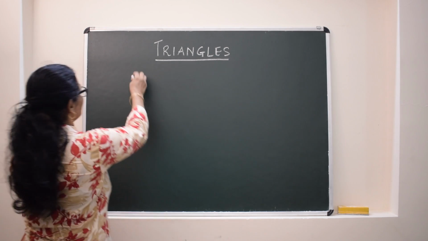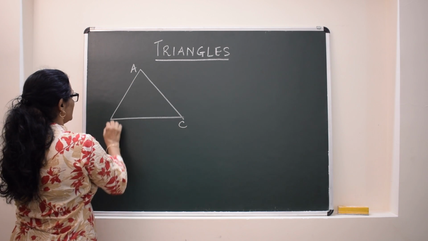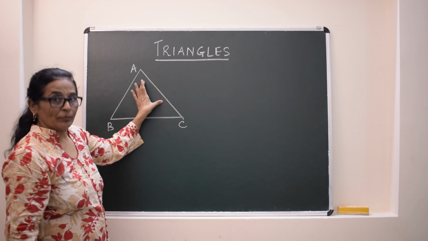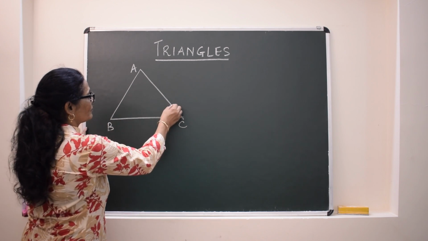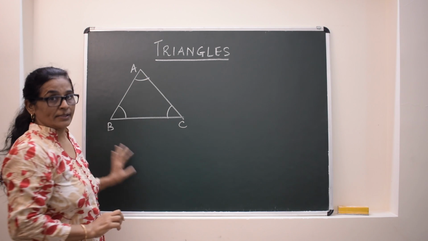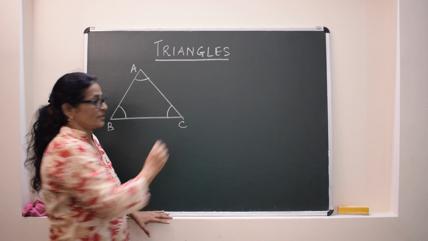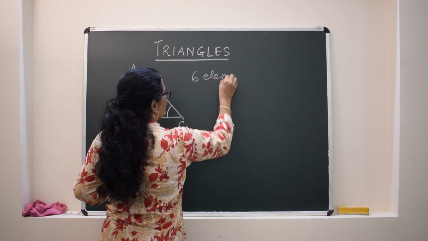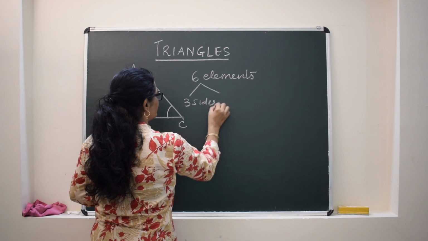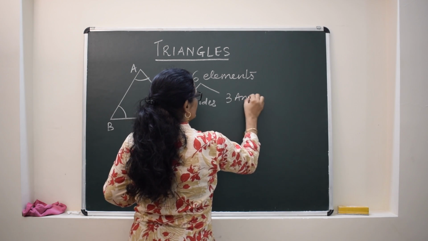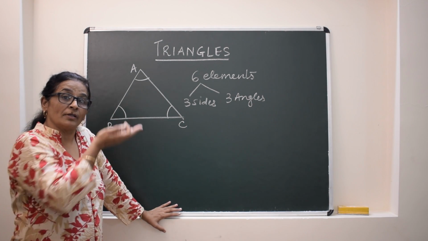So first we see, if a triangle is drawn, then these are three line segments. We say three intersecting lines or line segments. So three angles, three sides and three vertices. But normally when we say the elements of a triangle, we say there are six elements. Six elements, under that three sides and three angles.